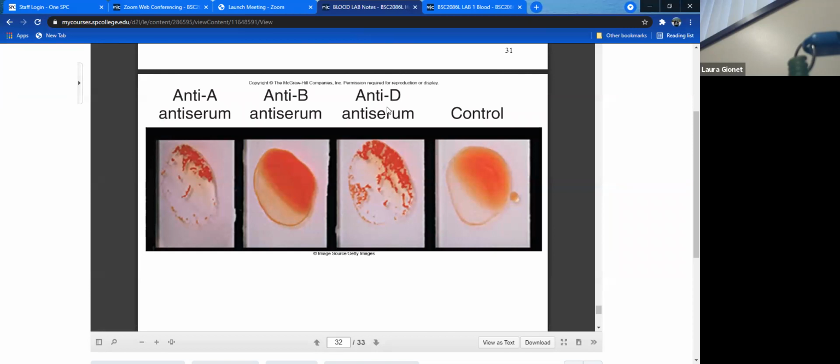Then, but we're not done. It's another step. Then we put anti-D or Rh antibodies in there to determine if you're Rh positive or Rh negative. And look, we have clumping again, which means that the D antigen, or the Rh antigen, is there. That's a positive reaction. All right, so we're A positive. And here is the control group over to the right-hand side. Don't worry about that. So you can clearly see the difference between a positive and negative reaction.